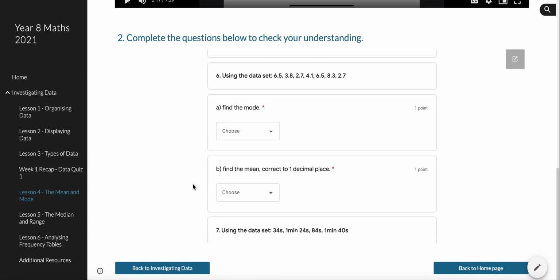Okay, same again. Finding the mode, are any of these scores the same? So we've got 6.5 and another 6.5 there. So 6.5 occurs twice. 2.7 also occurs twice. We've got 3.8 and 8.3, they're not the same, and 4.1. So there's two modes. We've got 6.5 and 2.7.